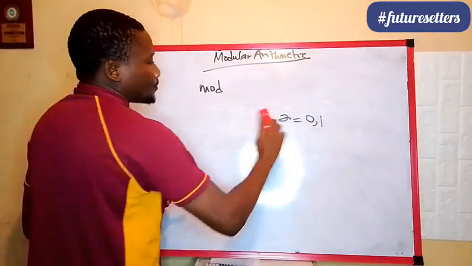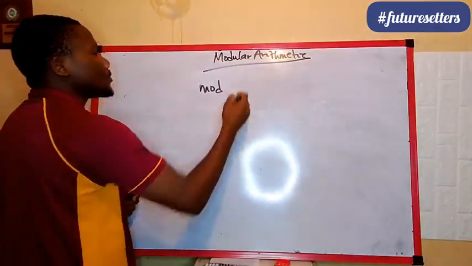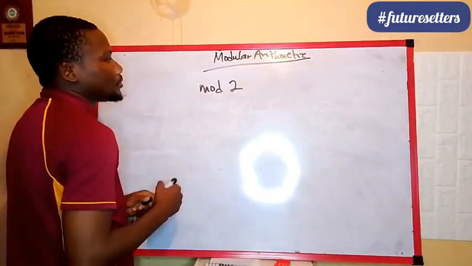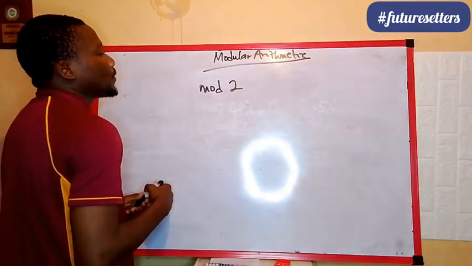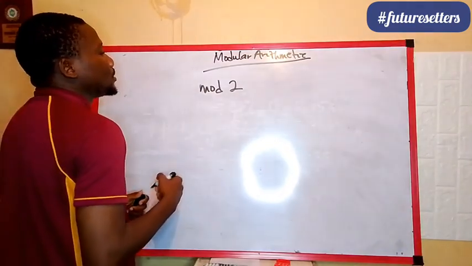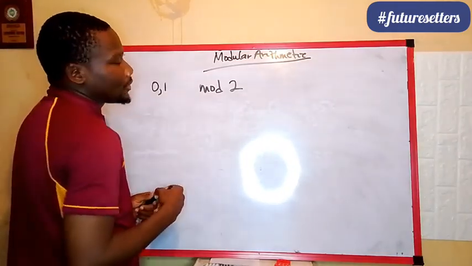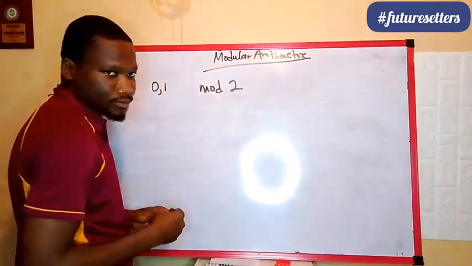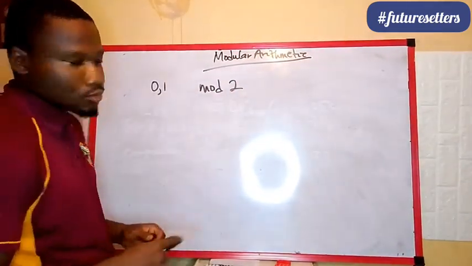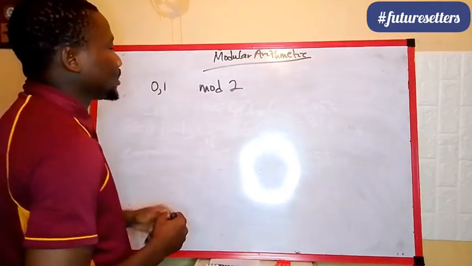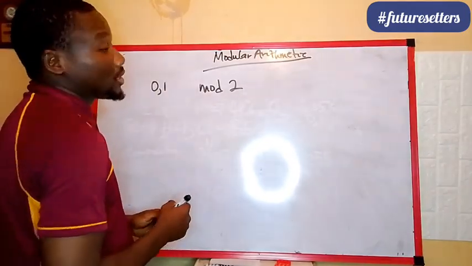If you have mode 2, for example, whatsoever we are going to be working with would be 0, 1. We cannot have 2 mode 2. So understand that. That's actually the major thing.